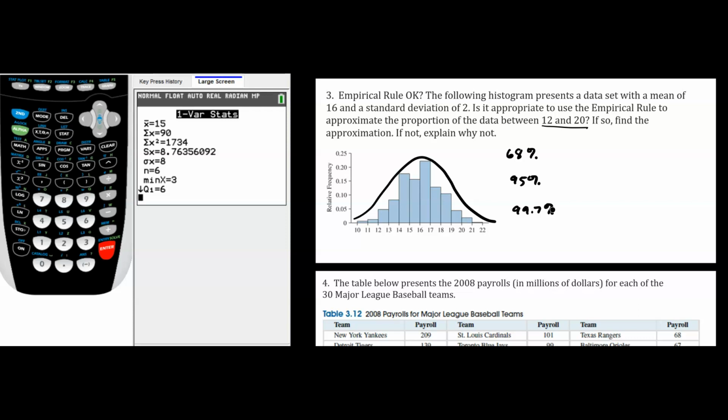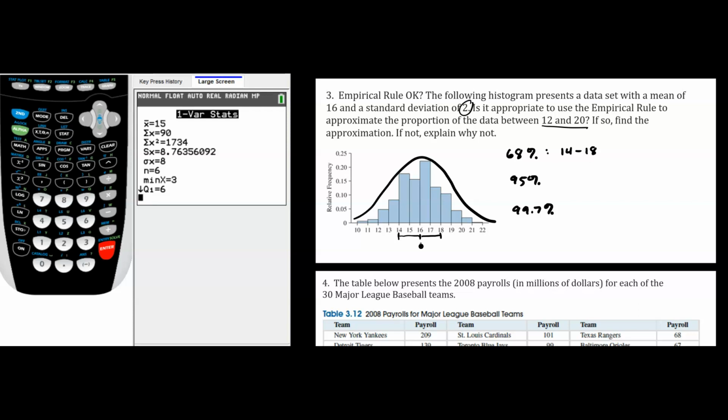And so let's start at our mean, which is at 16, and let's just deviate 1 standard deviation on both sides. Now, 1 standard deviation is equal to 2. So if I deviate 2 on both sides, then that's giving me an interval of 14 to 18. So 68% of my data will be between 14 and 18.